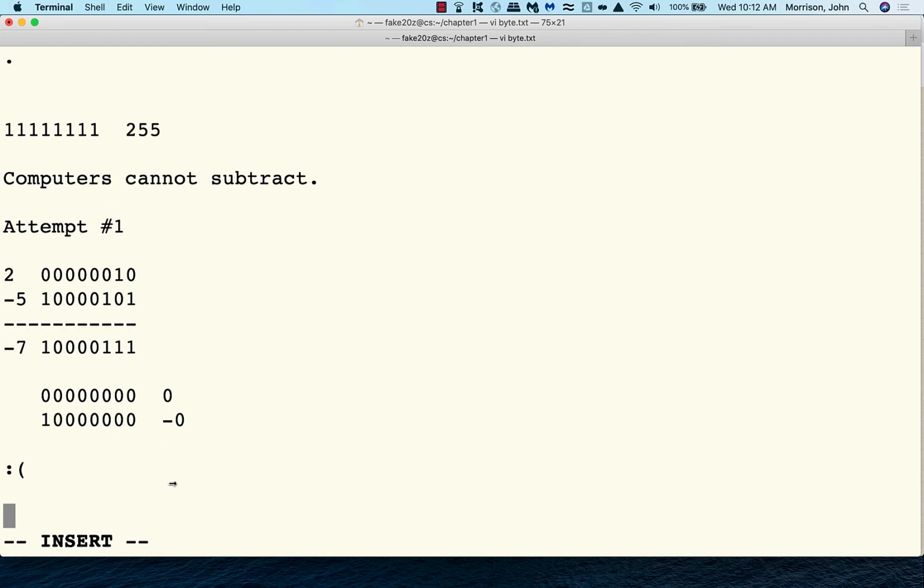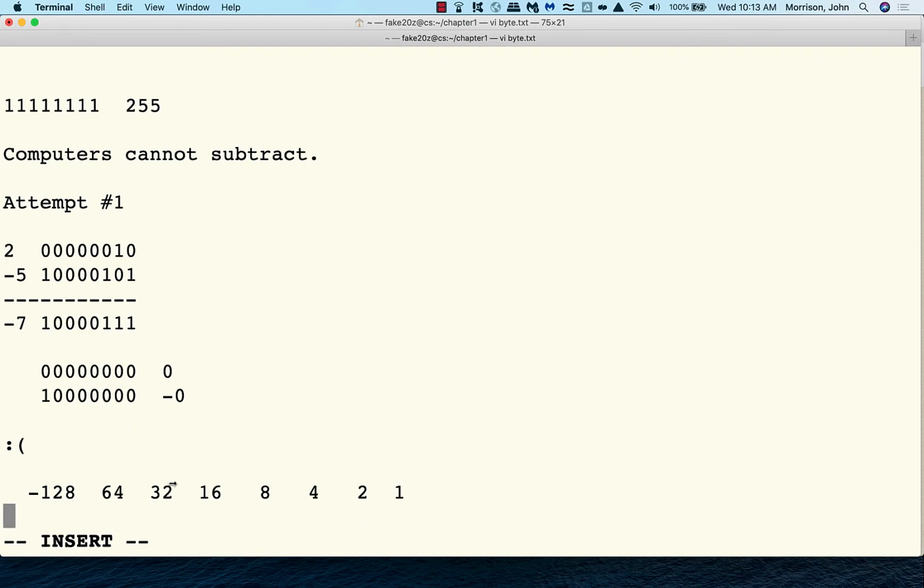So what are we going to do instead? Well, here's a rather clever little idea. What we're going to do is take that lead digit and make it a minus 128th place. Then comes 64, and all the usual places do their usual things: 32, 16, 8, 4, 2, 1.